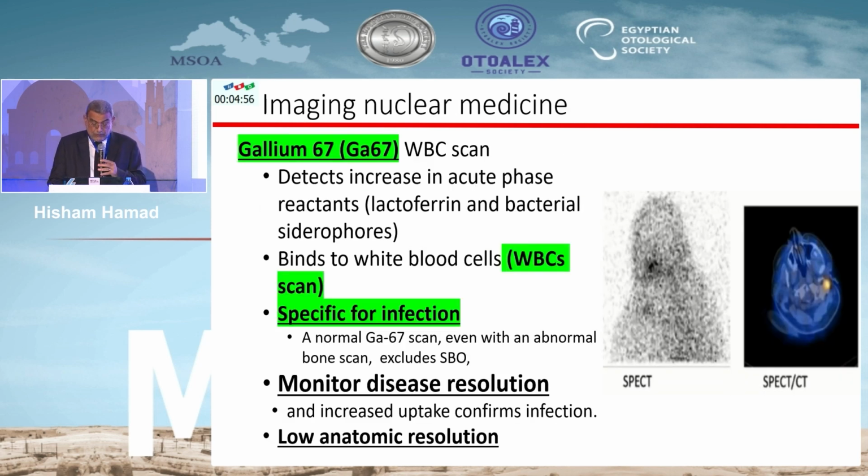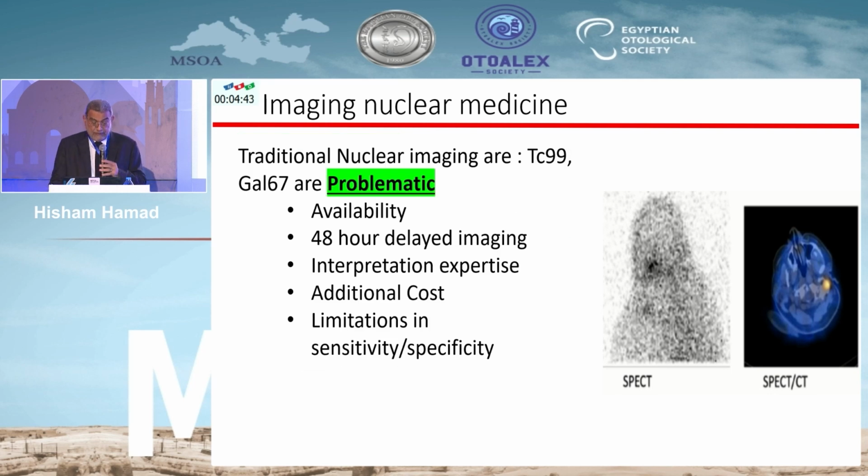Gallium white blood corpuscle scan is very specific for the infection, can monitor disease resolution, but has low anatomic resolution. Generally, traditional nuclear medicine studies are problematic. Availability, not available in many centers. 48 hours delayed imaging. Interpretation expertise is required. Additional costs. Some limitation in the safety and the specificity.